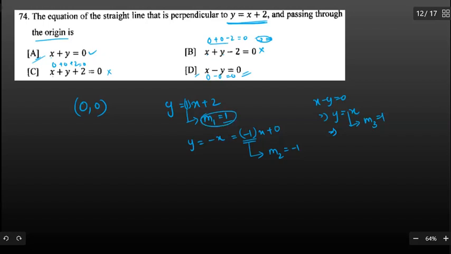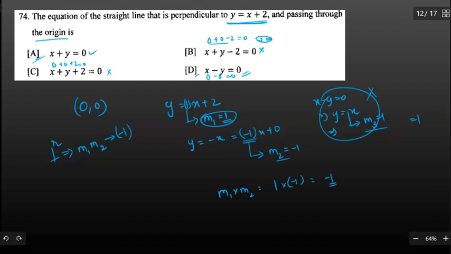Now we have to check this slope with these two values of slope. So for perpendicularity, the multiplication of slopes should go to minus 1. Okay, so we can check this with these two. So m1 into m3 is 1 into 1, which is equal to 1. So this is cancelled, and we can check through this. m1 into m2 equals 1 into minus 1, which is equal to minus 1. So this is the solution, and the correct answer is y equals minus x, or x plus y is equal to 0.